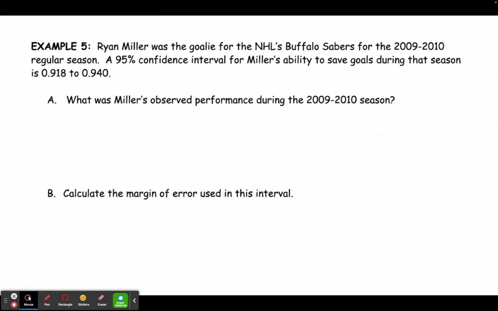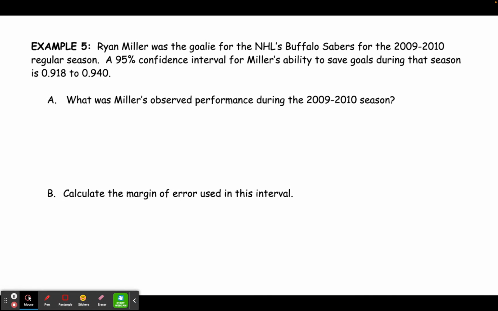In example 5, it says Ryan Miller was the goalie for NHL's Buffalo Sabres for the 2009-2010 regular season. A 95% confidence interval for Miller's ability to save goals during that season is 0.918 to 0.940. So here we're given the interval with the endpoints, and we want to know what was the observed performance that we based that calculation on, and then what was the margin of error.